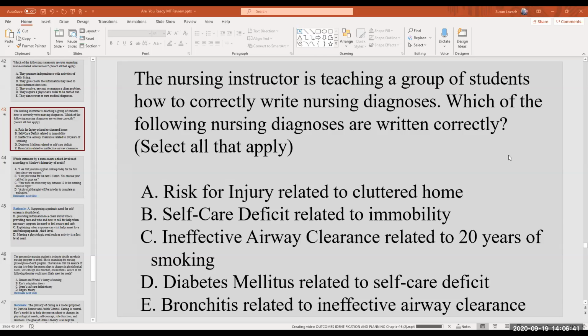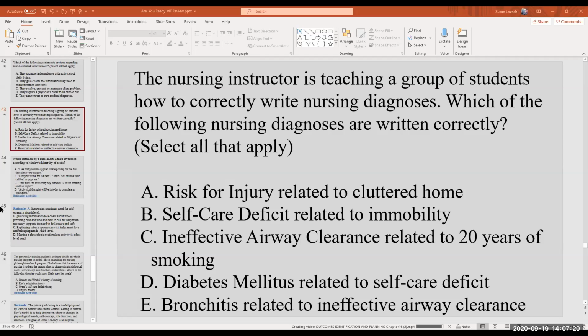Okay, so the nursing instructor is teaching a group of students how to correctly write nursing diagnoses. Which of the following nursing diagnoses are written correctly? So we have risk for injury related to cluttered home, self-care deficit related to immobility, ineffective airway clearance related to 20 years of smoking, diabetes mellitus related to self-care deficit, and bronchitis related to ineffective airway clearance.